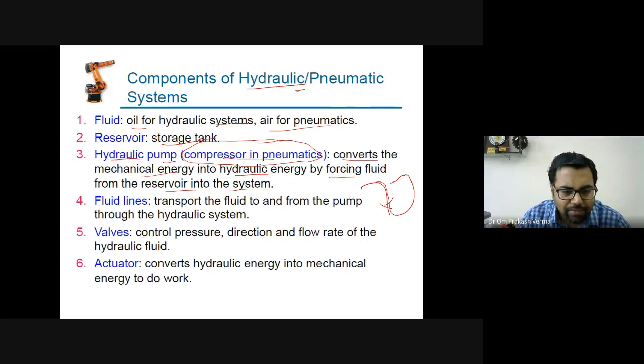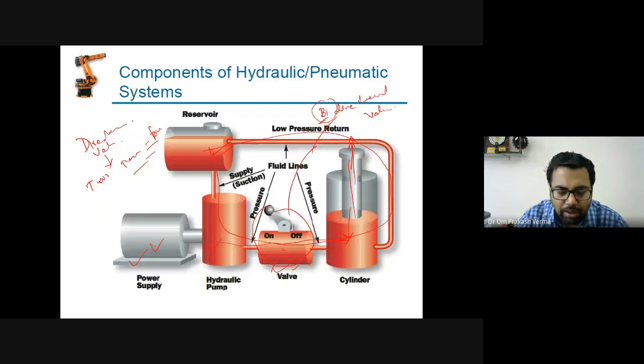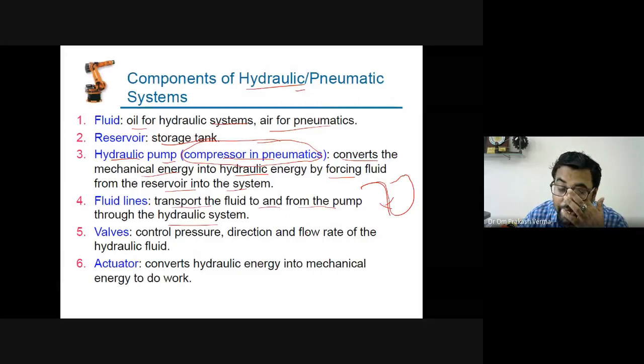Next, the fluid lines. Fluid lines are the connection of pipes used for the transportation of the fluid to and from the pump through the hydraulic system. As you can see here, this is a valve. This valve we have already discussed. This is a bidirectional valve. A valve is used to control the pressure, direction, and flow rate of the hydraulic fluid.